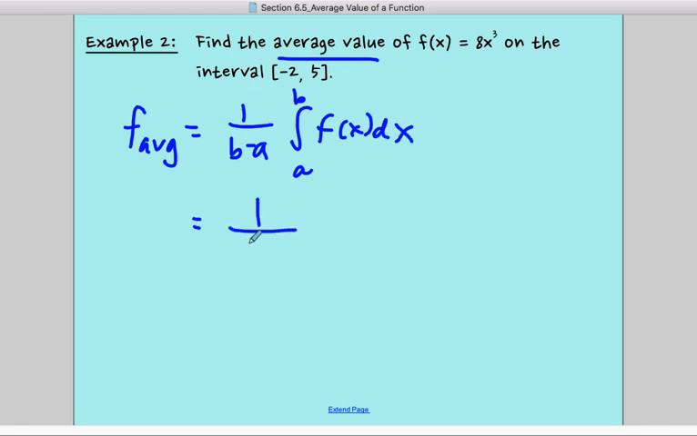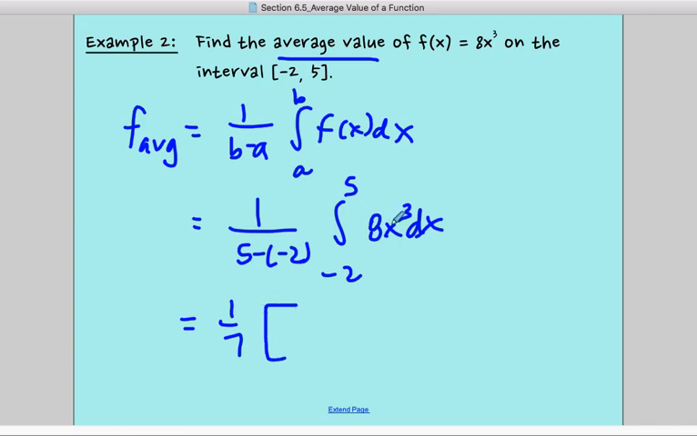So we have 1 over 5 minus -2, of the integral from -2 to 5 of our function 8x cubed dx. So this really gives us 1 over 7. Then I'm going to take the antiderivative. I have x to the 4th going up a power, and then I would have 8 divided by 4, which gives me 2, from -2 to 5.